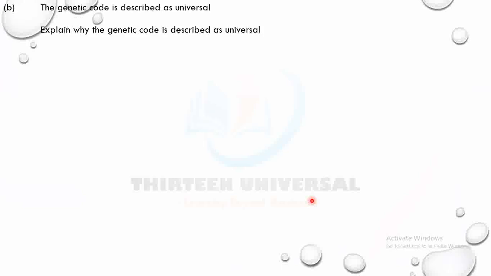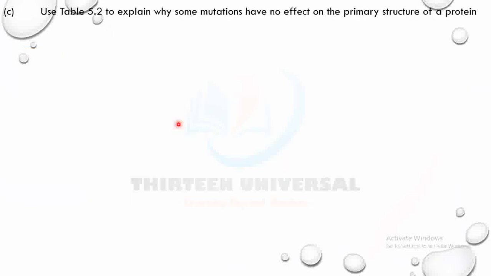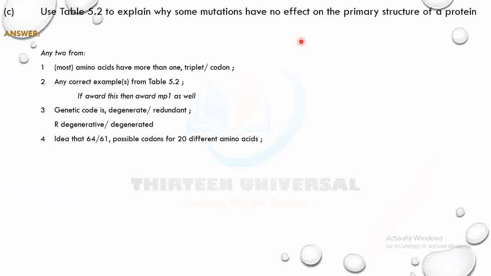So we've done that. That's the question here: explain using the table why some mutations have no effect. Most amino acids have more than one triplet. The genetic code is degenerate. That is why out of 64 base triplets, they can only code for 20 amino acids, because for some, more than one triplet codes for one amino acid. And some base triplets do not code for any amino acid, like stop codons.